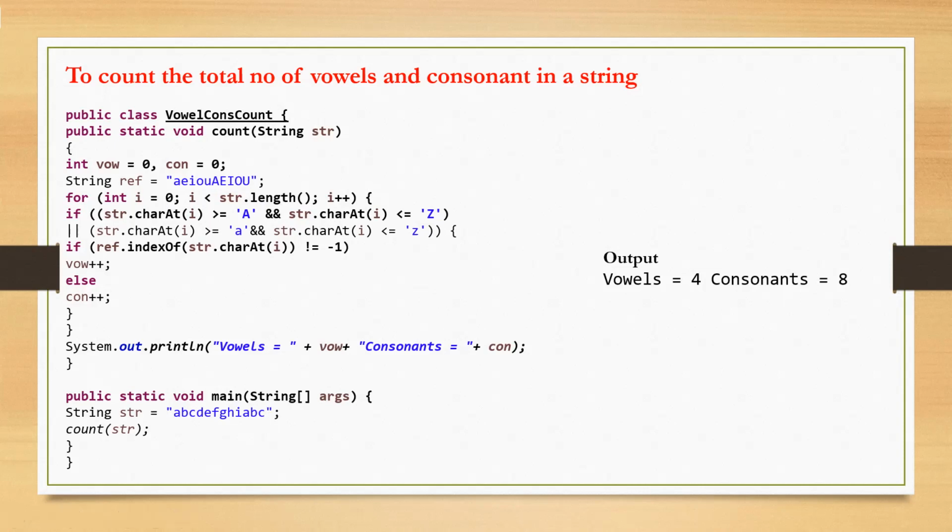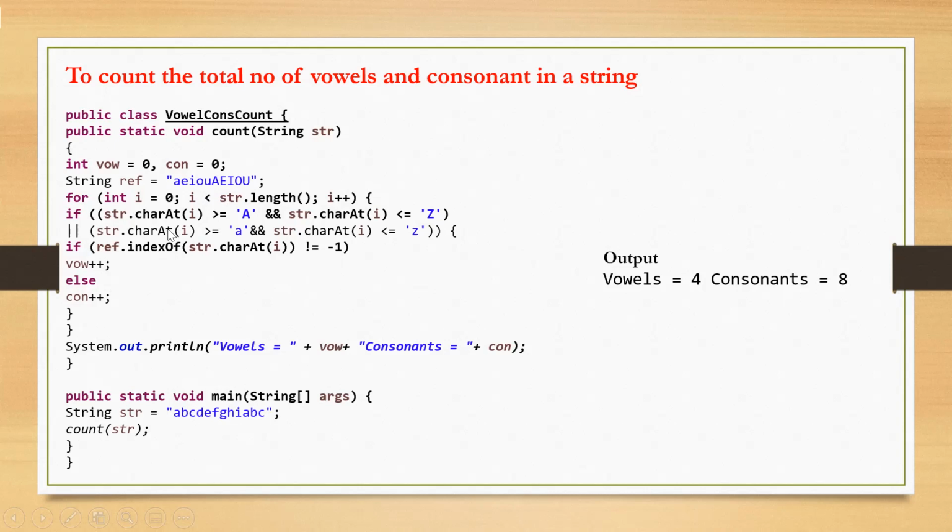We are giving one condition. What is the condition we are giving here? If the character str.charAt(i) is greater than or equal to a and less than or equal to z, it will be true. Obviously, whatever character you write will be inside a to z, capital or small. And again, inside that, we write one more condition: if reference.indexOf(str.charAt(i)) is not equal to -1. So what is the reference here? The reference is AEIOU. If it is in AEIOU, that means it is a vowel, right?